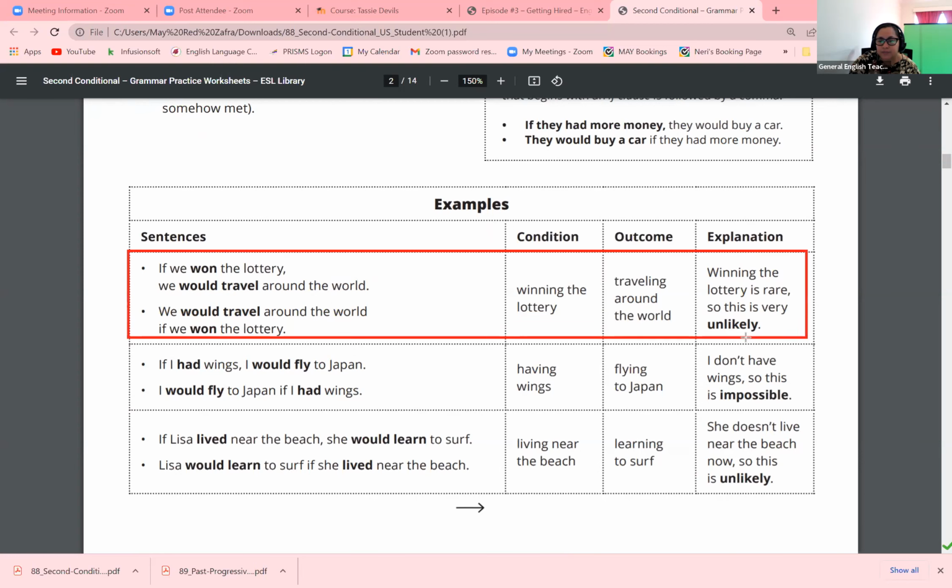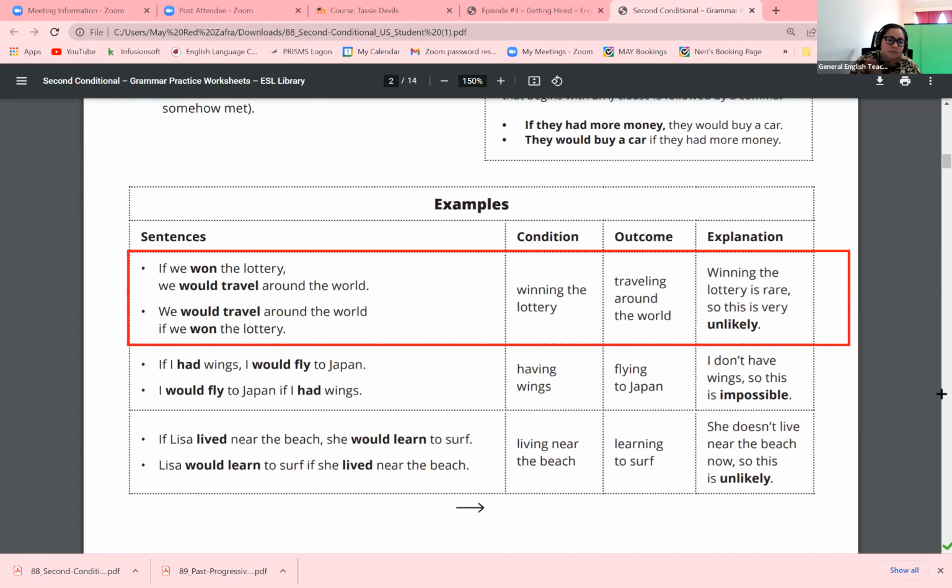Okay, can I ask Kion to read these sentences for me in the red box? So do I have to read in the red box? Yes, please. If we won the lottery, we would travel around the world. So we have a condition. You need to win the lottery first before you can travel around the world.